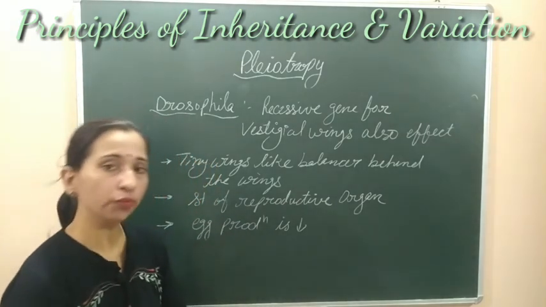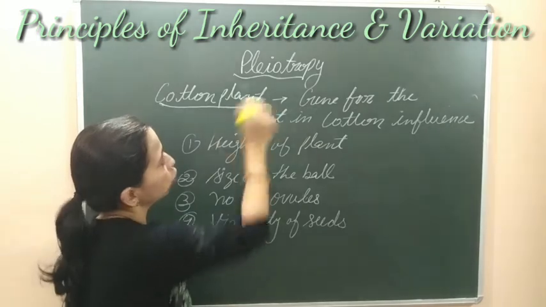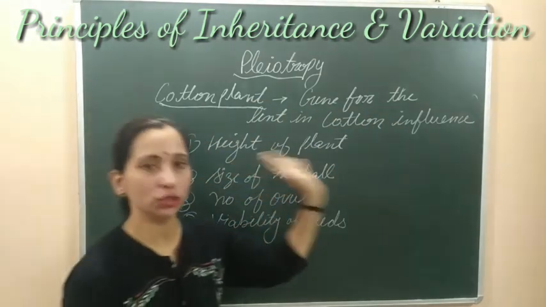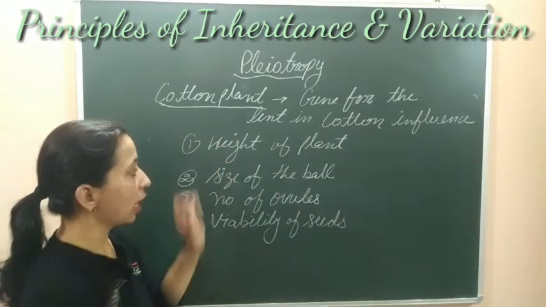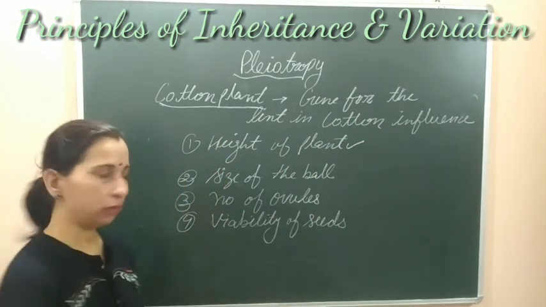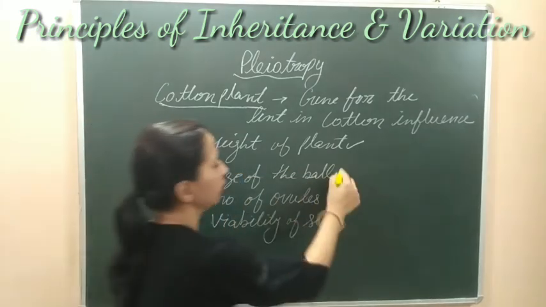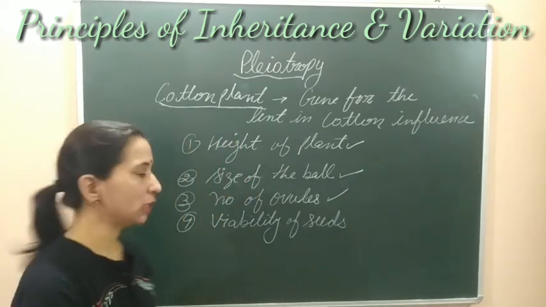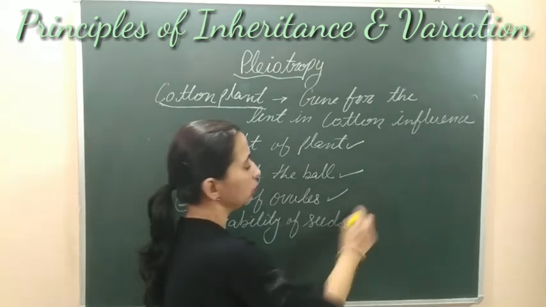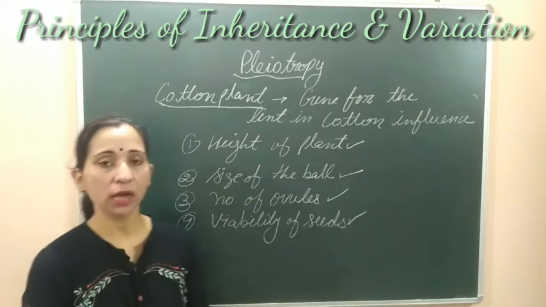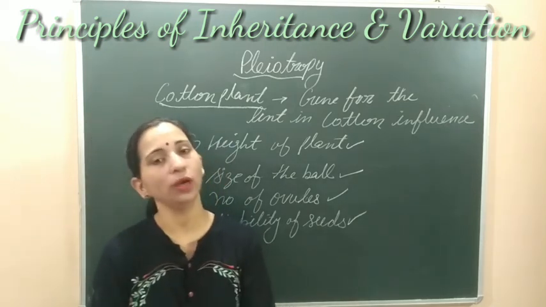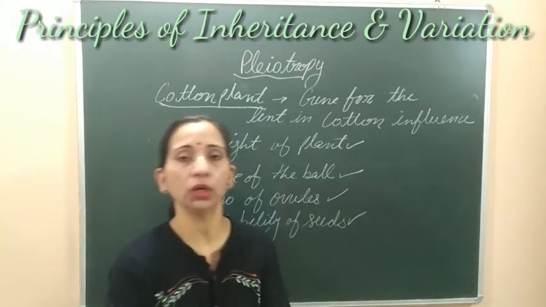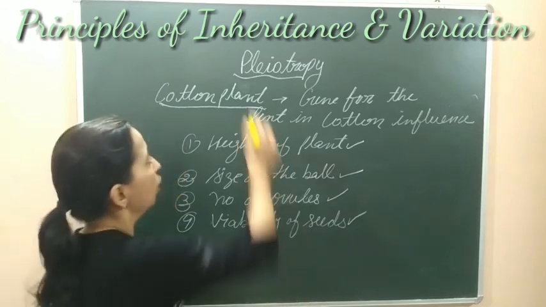Now let's take the example of the cotton plant also. Pleiotropy in cotton plant: the single gene which is responsible for the length of cotton also influences the height of the plant. It also influences the size of the boll. It also influences the number of ovules formed and the viability of the seed. So these are some characters which are controlled by a single gene. As we already said, in pleiotropy a gene controls more than one phenotypic character. This condition is known as pleiotropy.